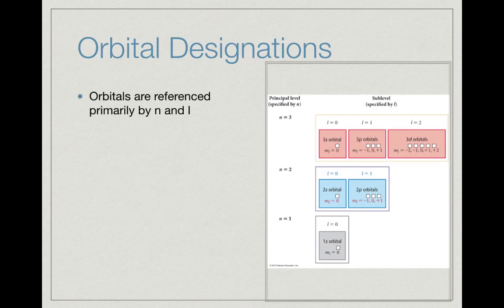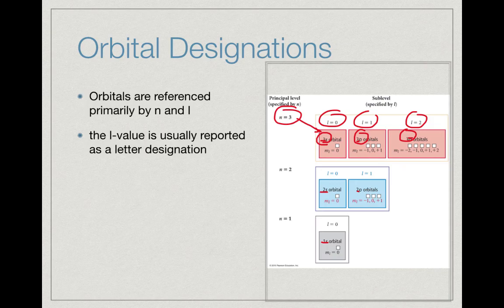Let's take a look at how we refer to our orbitals. We reference them mainly by looking at n and L values. If we look over here on our chart, we see 1s, 2s, 2p, 3s, 3p, and 3d. So we've referenced them by the n, which is our principal quantum number, and then by their L. For n equals 3 and L equals 0, that's a 3s. For n equals 3 and L equals 1, that's a 3p. For n equals 3 and L equals 2, those are 3d's, etc.